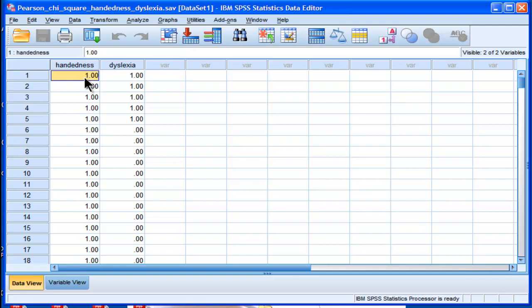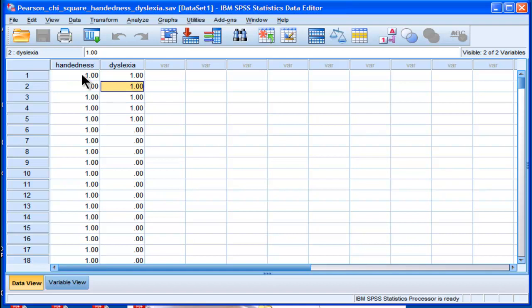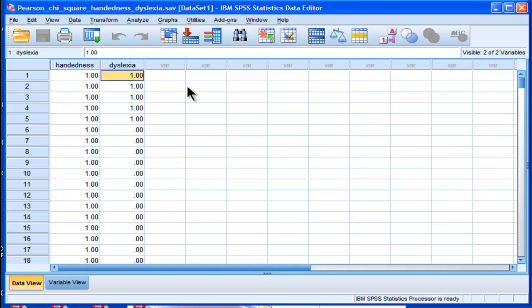And in this case, left-handers are inputted as ones and the right-handers are inputted as zeros, whereas for the dyslexia variable, individuals with a one are individuals diagnosed with dyslexia, and those with zeros are individuals who were not diagnosed with dyslexia. So each row is a case here. This individual reported themselves as left-handed, and this person also reported themselves as dyslexic. Whereas down here, case 37 reported themselves as right-handed and not diagnosed with dyslexia. So how can we test the hypothesis that there's an association between handedness and dyslexia?